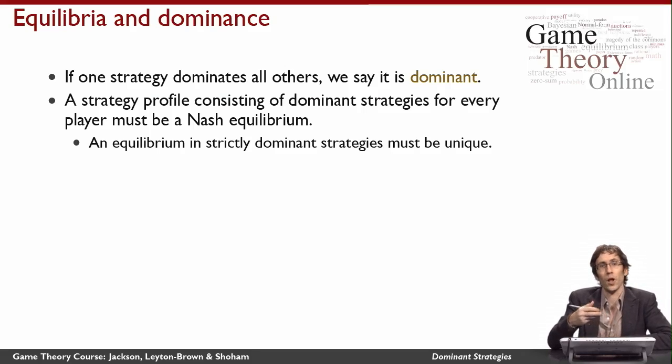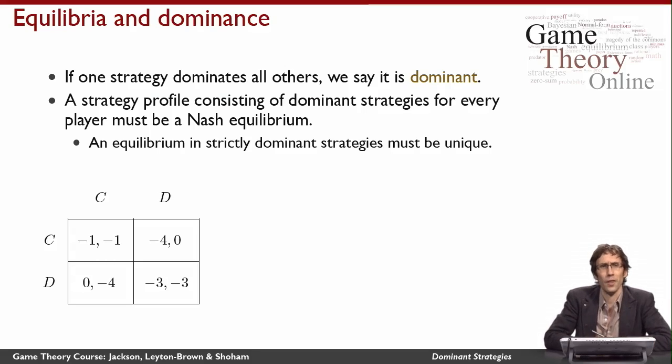Furthermore, if we all have strictly dominant strategies, then this equilibrium has got to be unique because there can't be two equilibria in strictly dominant strategies, because that would mean we prefer these strategies to each other strictly, and that just can't happen.